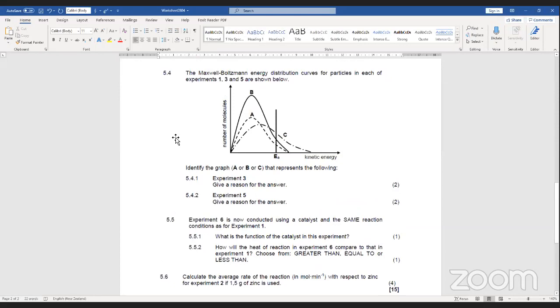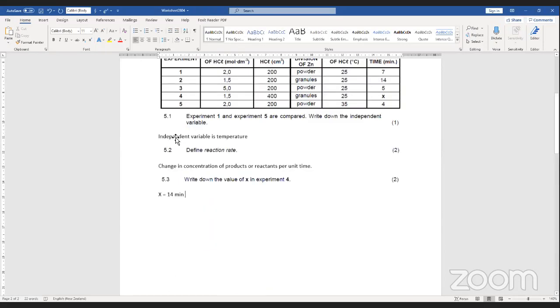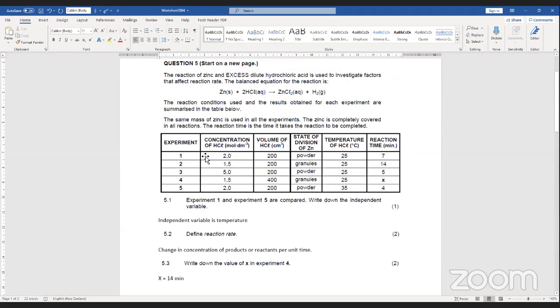Okay, so first we have to go back to the table and look at what is happening in experiment 3. In experiment 3, the thing that is changing is your concentration of hydrochloric acid, and your concentration there is really high. It's 5 moles per decimeter cubed.